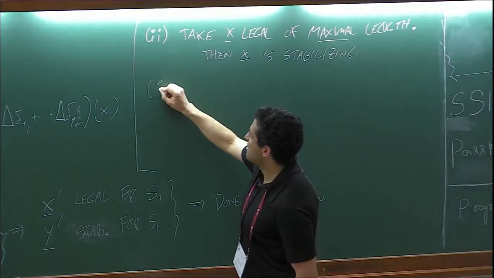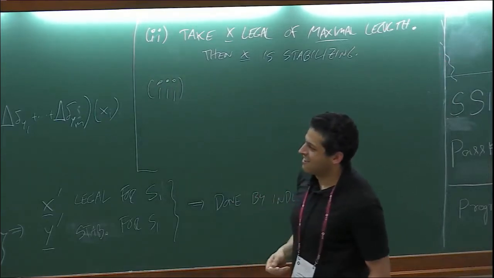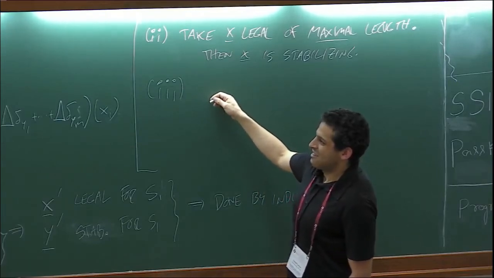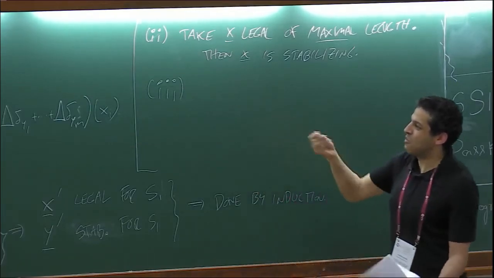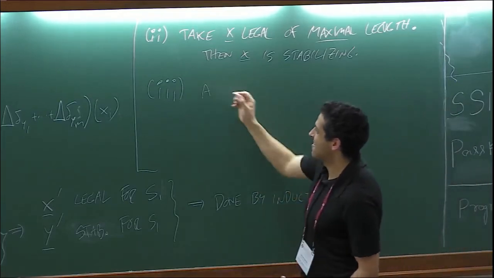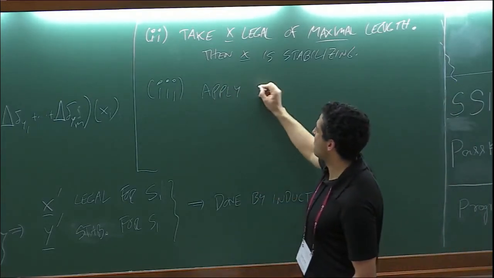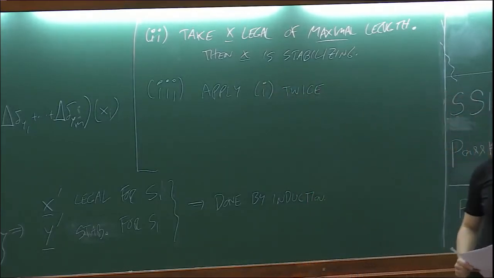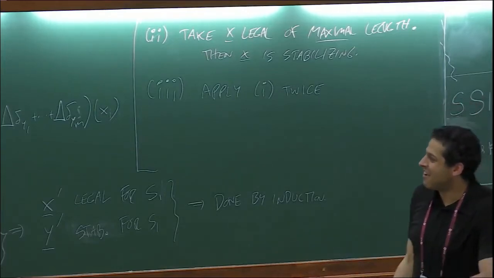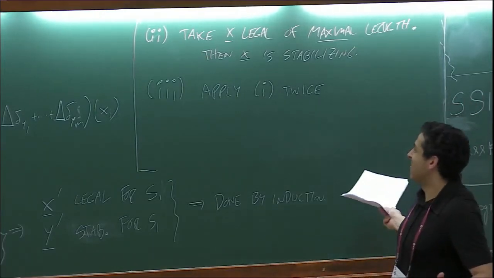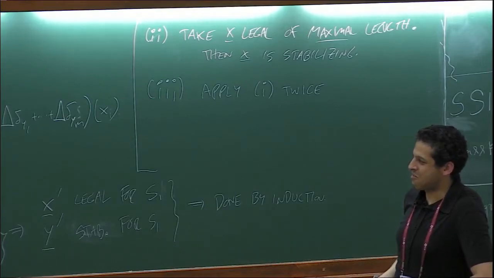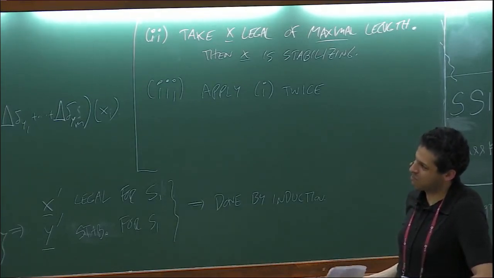And 3, well, 3 is immediate from 1, right? So if x and y are both legal and they're both stabilizing, then you just apply part 1 both ways, twice. So x is a subsequence of a permutation of y, and y is a subsequence of a permutation of x, so they must be permutations of each other. I keep saying subsequence of permutation, but I mean permutation of subsequence.